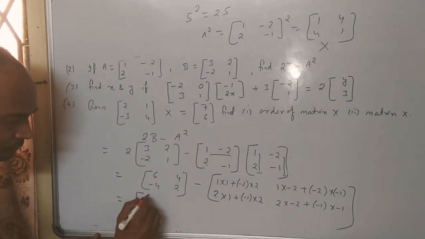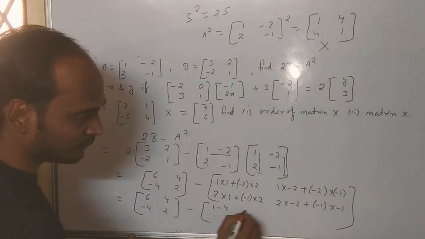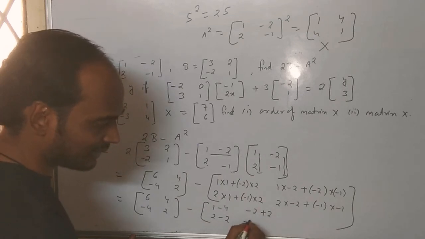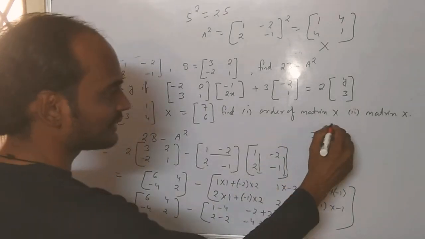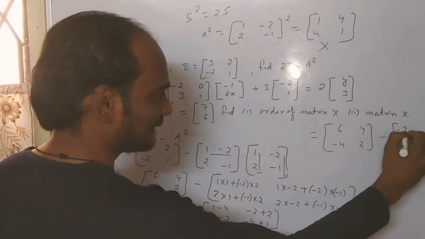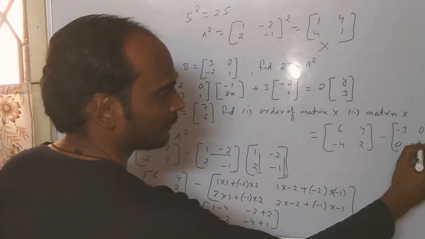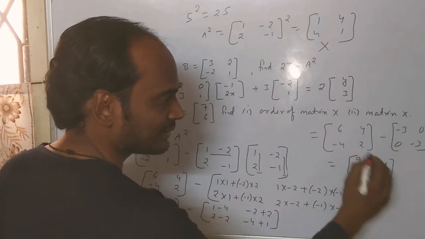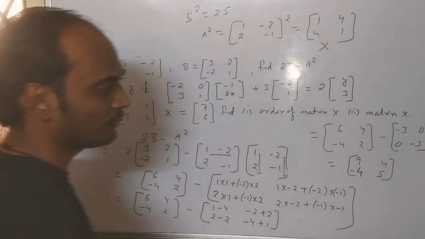So this is 6, minus 4, 4, 2 and here when you multiply, this is 1 minus 4, minus 2 plus 2, and this is 2 minus 2, and this is minus 4, and this is plus 1. I am writing here after that. So this is 6, minus 4, 4, 2 minus of, this is minus 3, 0, and this is 0 again, and this is minus 3. So if you subtract this, 6 minus of minus 3 is 9, 4, this is minus 4, 2 minus of minus 3, that is plus 3, this is 5. So the answer is 9, 4, minus 4, 5.